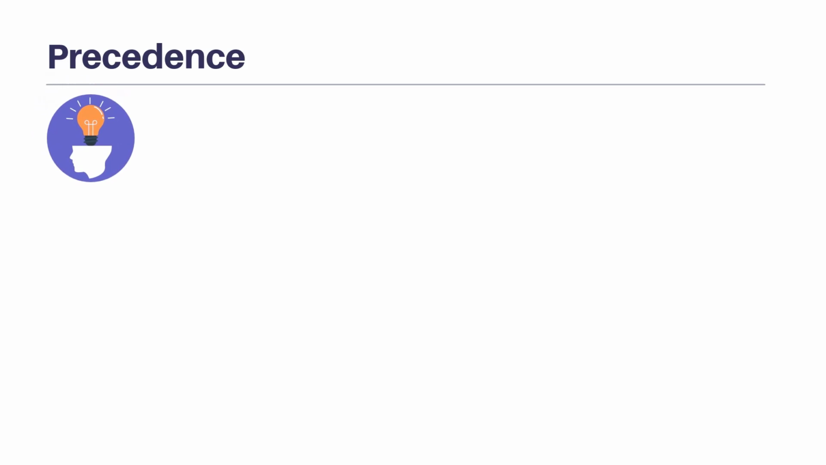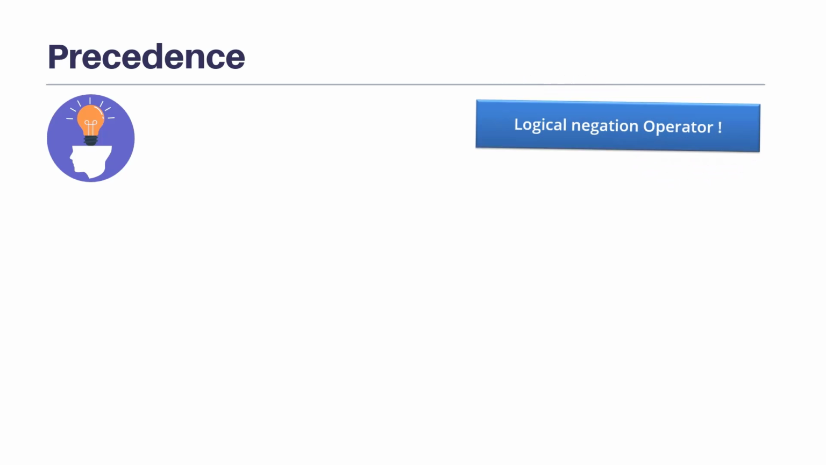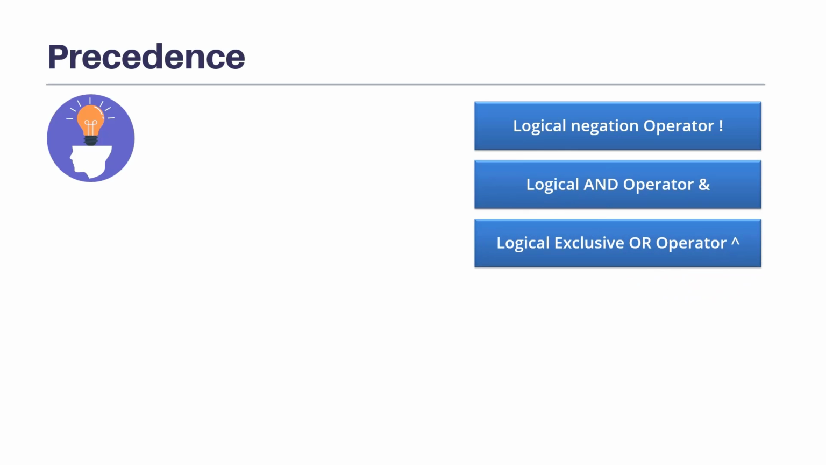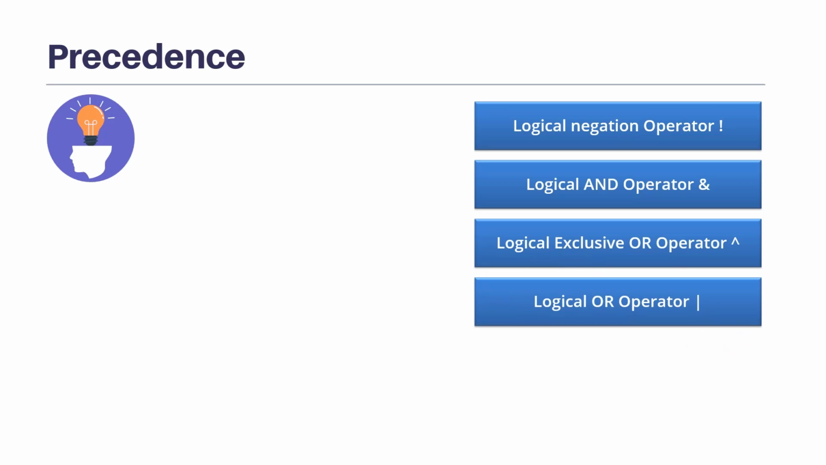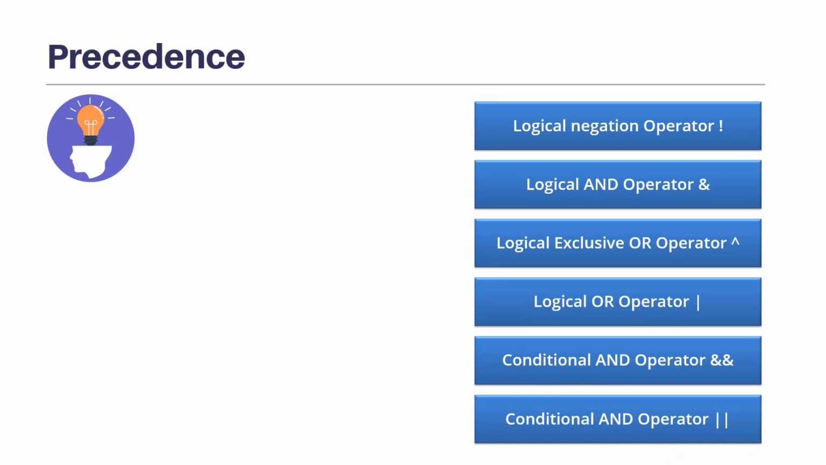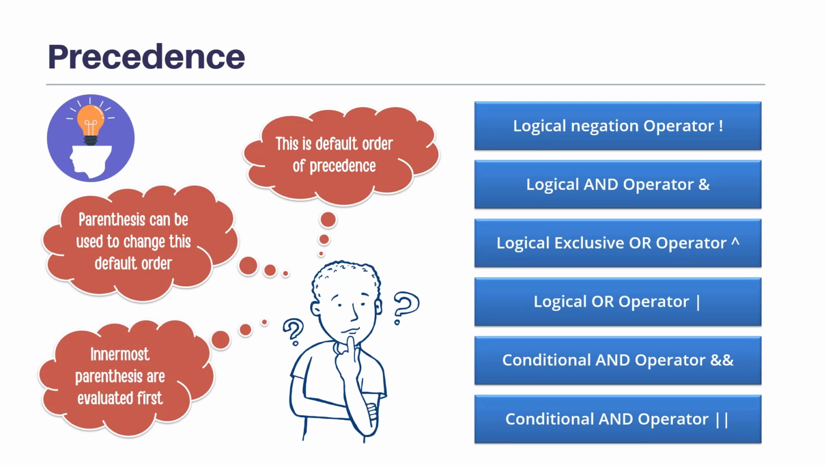In certain cases, we may need to use more than one operator to combine multiple conditions together. If the combined conditions contain multiple conditional operators, then the operator precedence decides the order in which the expression will be evaluated. This slide shows the default order of precedence. If the expression contains the negation operator, it is evaluated first. This is followed by the logical AND operator, logical XOR operator, and logical OR operator in that particular order. After the logical operators are evaluated, the conditional AND operator and conditional OR operator are evaluated in that order. This is the default order of processing, and this default order can be changed by using parentheses. And if we use parentheses, then the innermost parentheses are evaluated first.